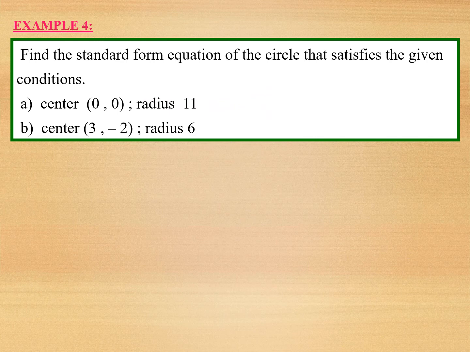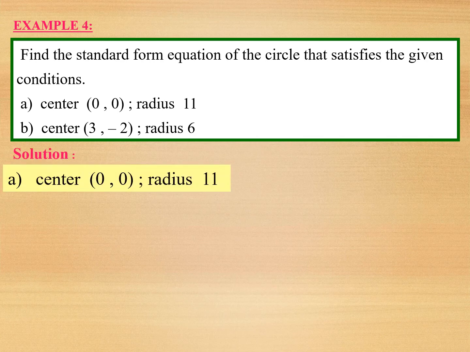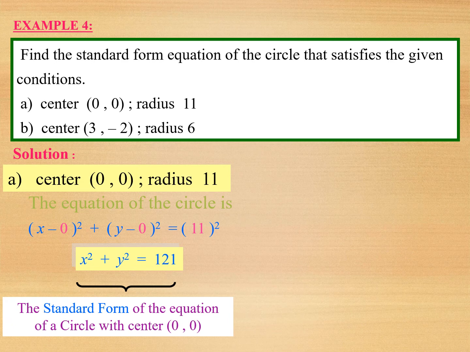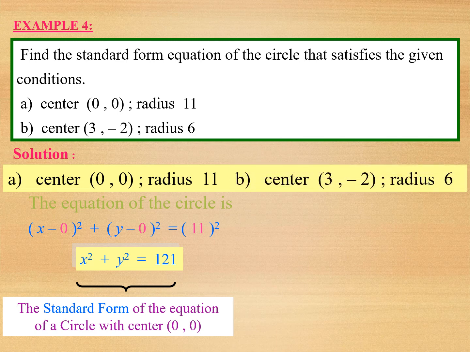Example 4. Find the standard form equation of the circle that satisfies the given conditions. A. Center (0,0), radius 11 units. The equation of the circle is (x minus 0) squared plus (y minus 0) squared equals 11 squared. So when you simplify, you'll get x squared plus y squared equals 121. So the standard form of the equation of the circle with the center at origin is given above.